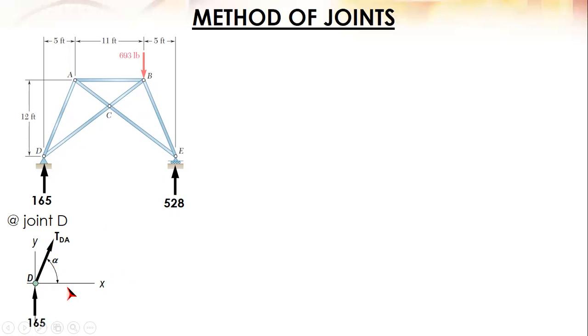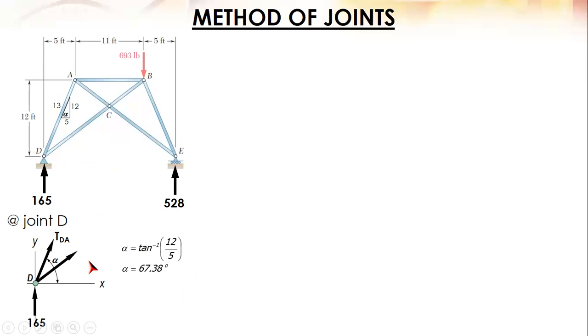The direction of TDA is from X. So, what's the value of alpha? We get the slope of this member, DA. So, we have 12 over 5. So, you have 5 and then 12, so 13. If this is alpha, then this is also alpha. And we can solve for alpha. Either you use arcsine, arccosine, or arctangent. Let's use arctangent. And alpha is 67.38.